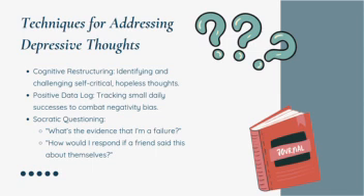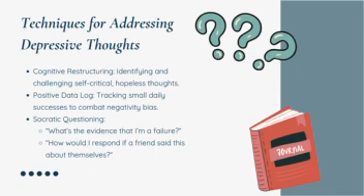We have Socratic questioning, which is asking guided questions to examine the evidence for and against negative beliefs. We have thought records, where clients write down negative thoughts, evaluate them, and replace them with more balanced alternatives. We also have positive data logs, which are tracking small daily successes to combat the negative biases. There's also behavioral experiments, so testing beliefs through real-life experiences.